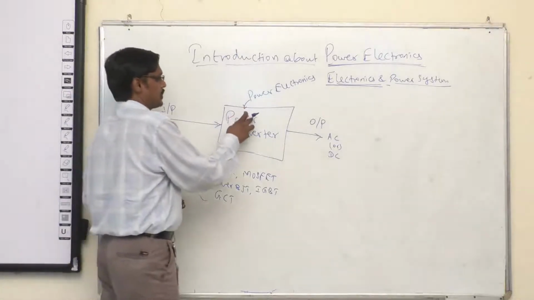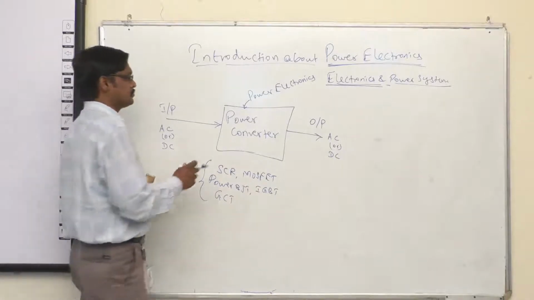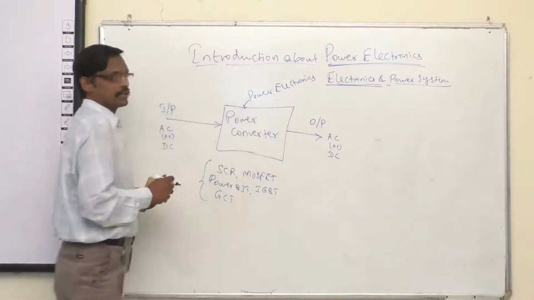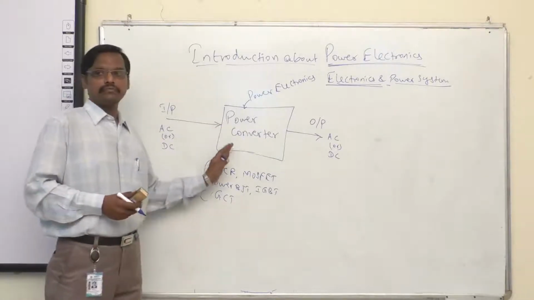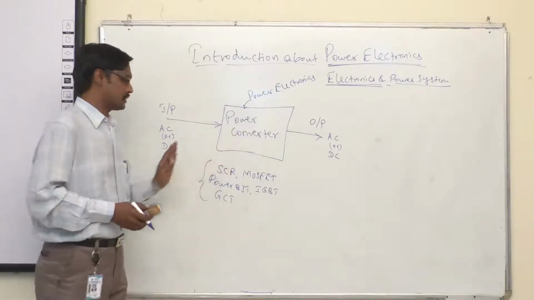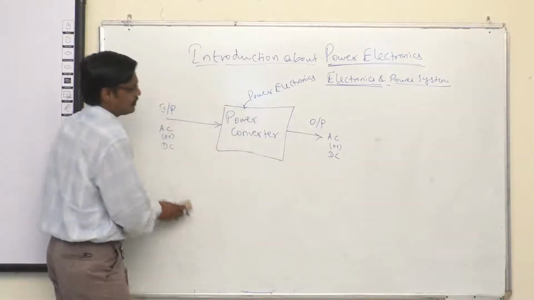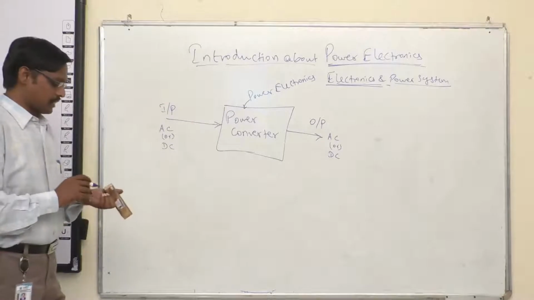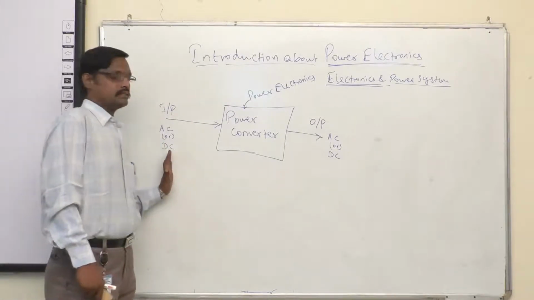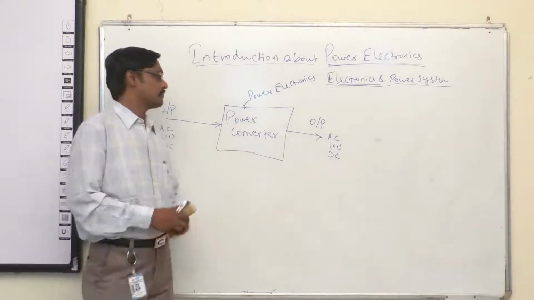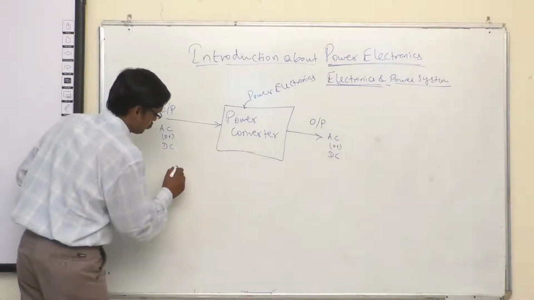This power converter consists of these power semiconductor switches. The combination of these switches is used as a power converter. We can simply call it an array of semiconductor devices. This forms a power converter. The advantage of this power converter is that we can convert any type of energy into any other type of energy. Based on this conversion, we can classify power converters into 4 groups.